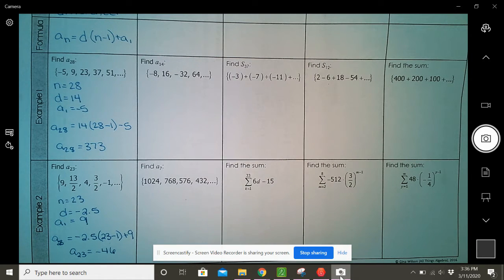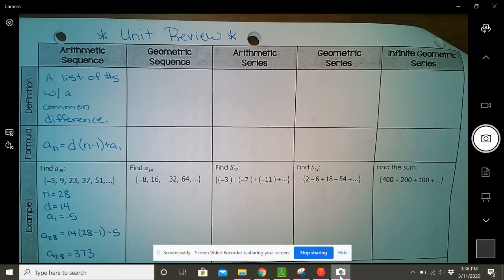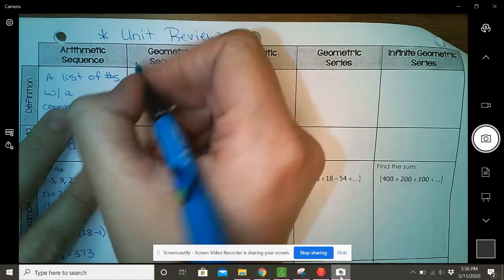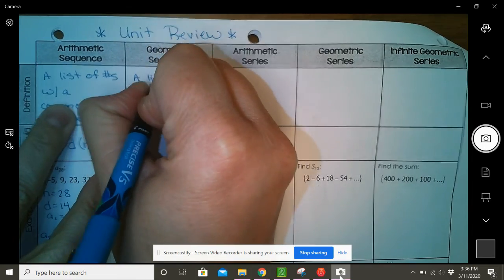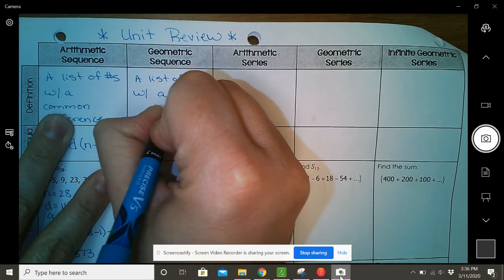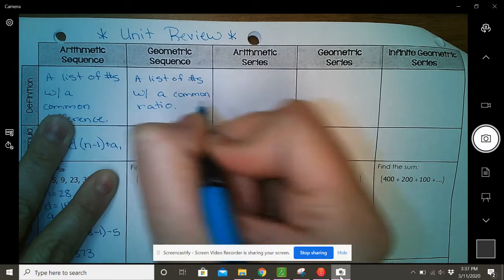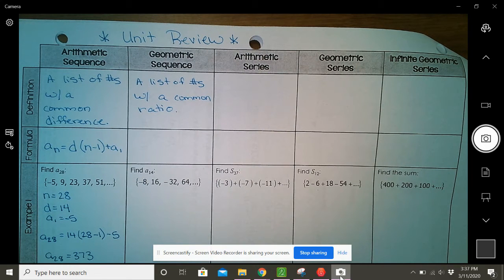Okay, our next review topic here is geometric sequences. So the thing to remember about geometric sequences, it's still a list of numbers, but to build that list of numbers, you have to use a common ratio. So a list of numbers with a common ratio, which means to build that list of numbers, we need to be multiplying or dividing. Multiply by 2 every time. Multiply by 100 every time, whatever it is. We're multiplying or we're dividing.